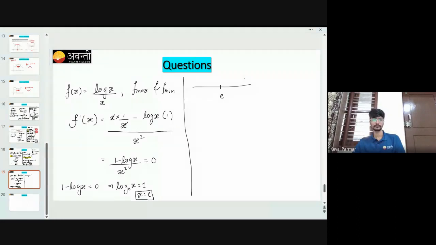So what does the wavy curve say? Positive, make a wave, negative. This is positive, this is negative. So what does this mean? That at x equal to e.